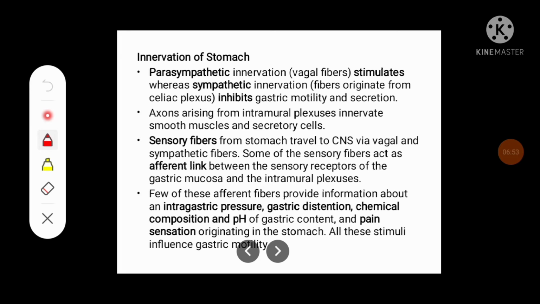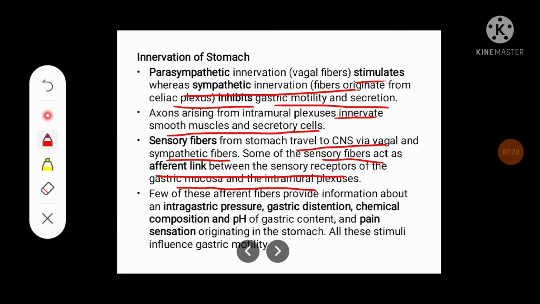Innervation of the stomach. Parasympathetic innervation stimulates, whereas sympathetic innervation fibers originating from the celiac plexus inhibit gastric motility and secretion. Axons arising from the intramural plexus innervate smooth muscles and secretory cells. Sensory fibers from the stomach travel to the CNS via vagal and sympathetic fibers. Some of the sensory fibers act as an afferent link between sensory receptors of the gastric mucosa and intramural plexuses.